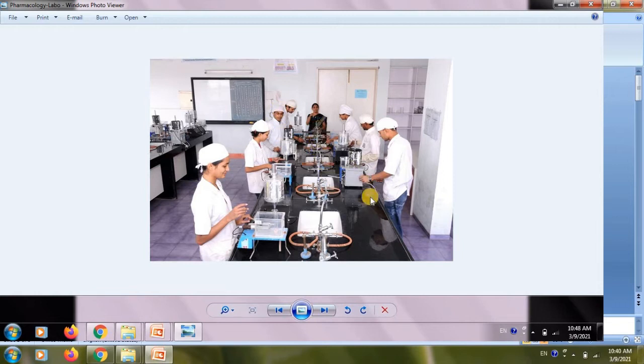There is no dress code inside the apron, so your normal wear will be fine for the practical. In general practice, don't use any slippers. There should be formal sandals, that will be fine for you. So this is your dress code while entering the lab.